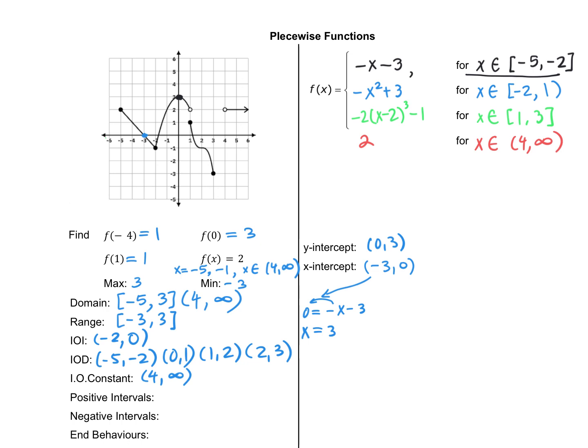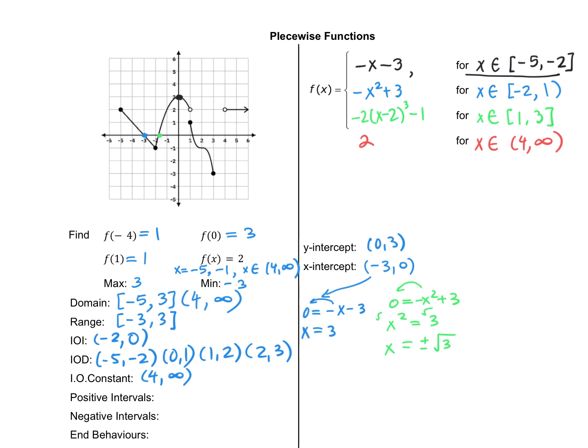On the parabola, I have an x-intercept that is not exact. So I'm going to set my parabola equation equal to 0, and I'm going to isolate for x. So I'm going to bring the negative x squared to the left to turn it positive, and then I have to square root both sides. And when I square root both sides, it's going to be plus or minus the square root of 3.